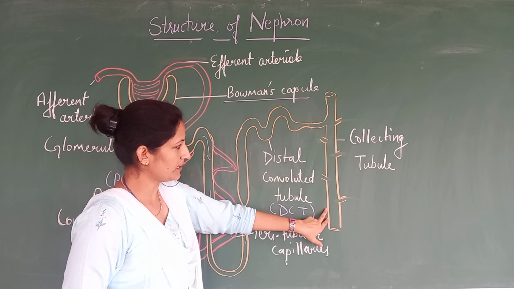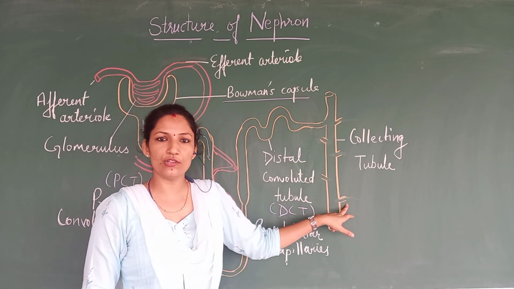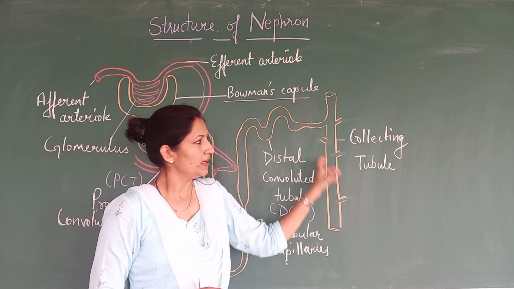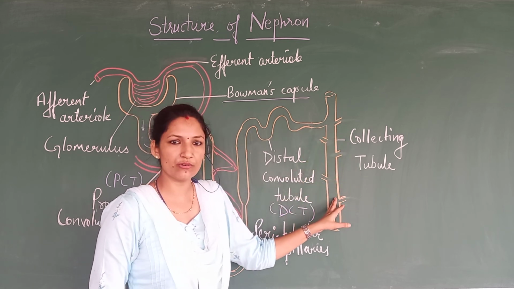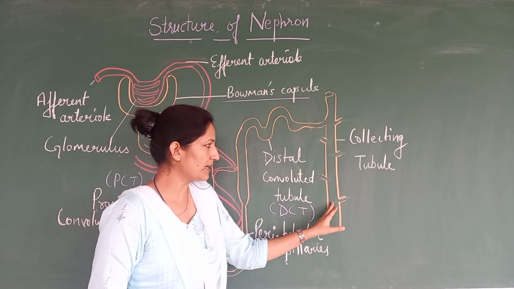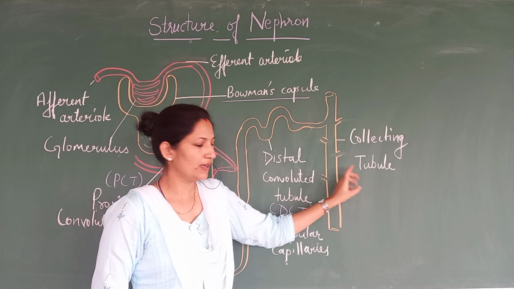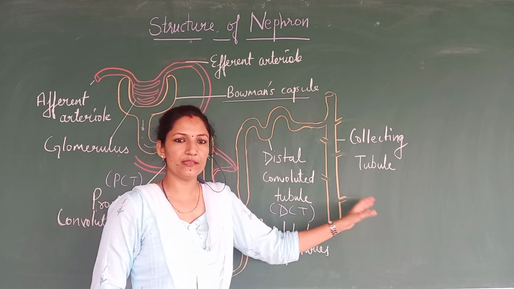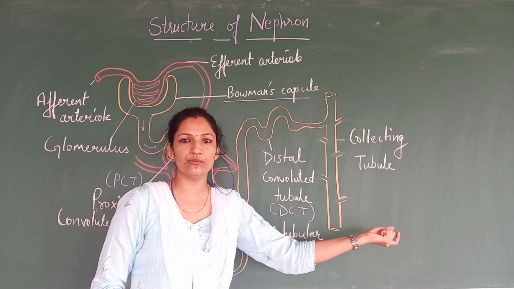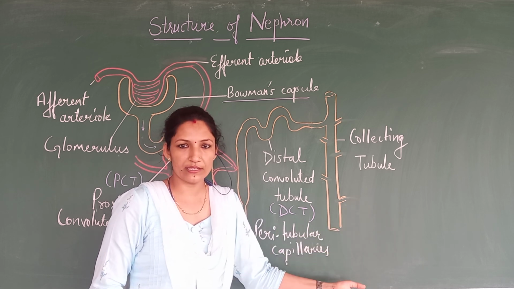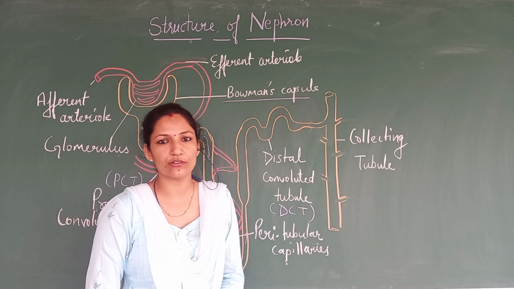In this collecting duct, as you can see, many openings are here. So this is not a part of one nephron. Many nephrons release their filtrate into this. The urine which they have formed will be collected in this tube. So this is a collecting tubule, and further that will be sent to different regions of the kidney, from which it will be sent to ureter, urinary bladder, and then urethra, and then out of the body.